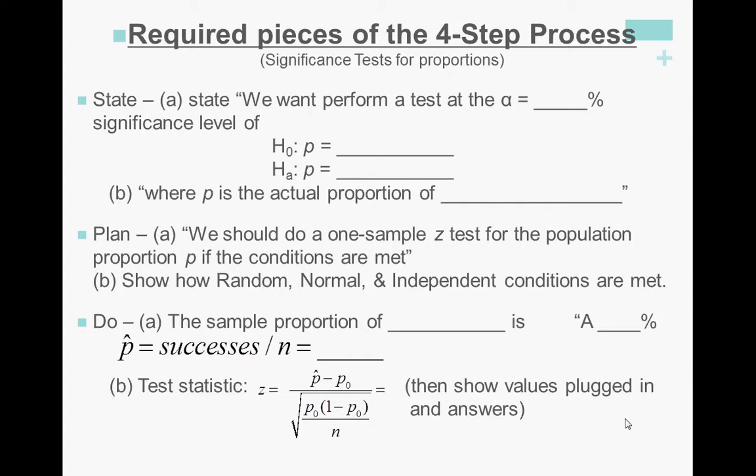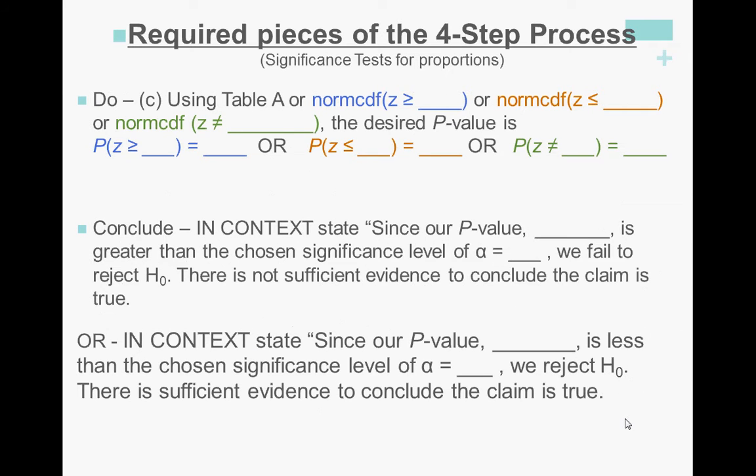And I have it color-coded here just to make sure you see that what you're going to say depends on what direction your alternative hypothesis is saying. The ones in blue are if our alternative hypothesis is that p is greater than the null value, the red is if it's less than, and then the green is if it's not equal to. And conclude, notice there are 2 options there. If our p-value is greater than our chosen significance level, we fail to reject the null hypothesis, or if it's less than the chosen significance level, we do reject the null hypothesis.